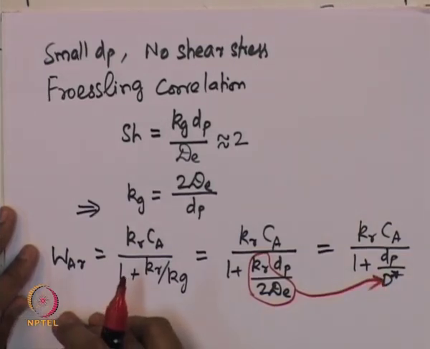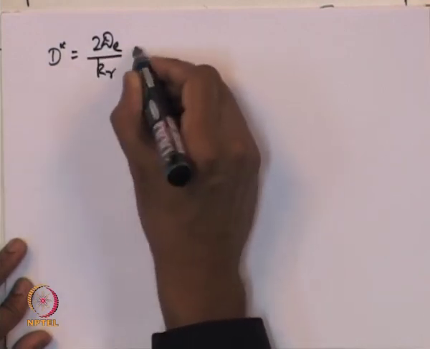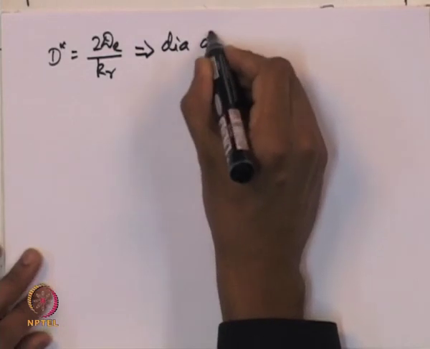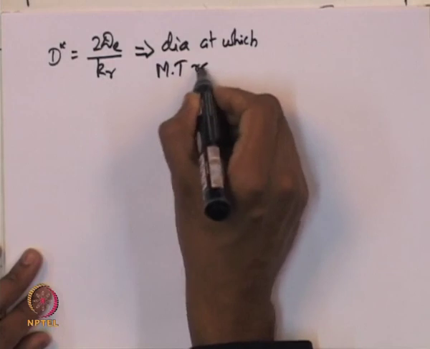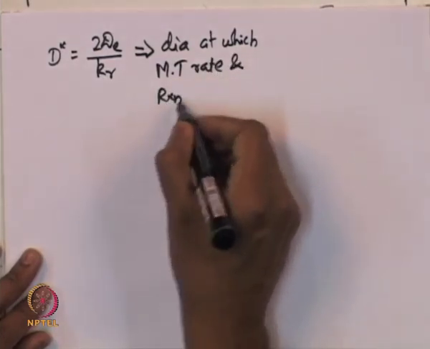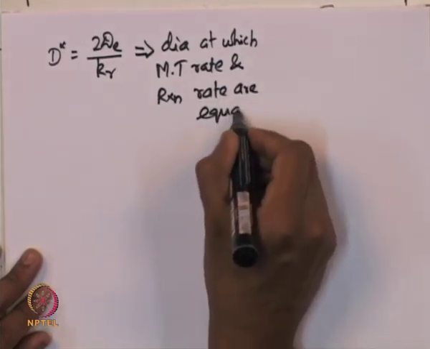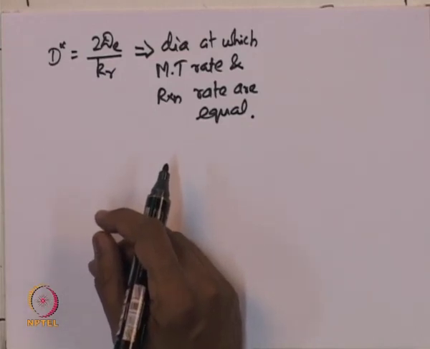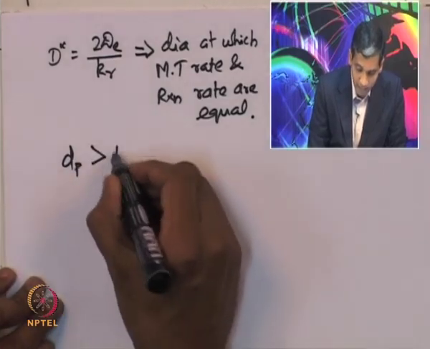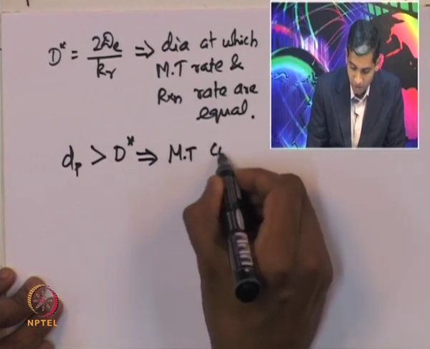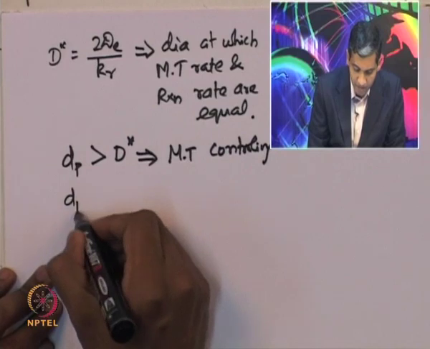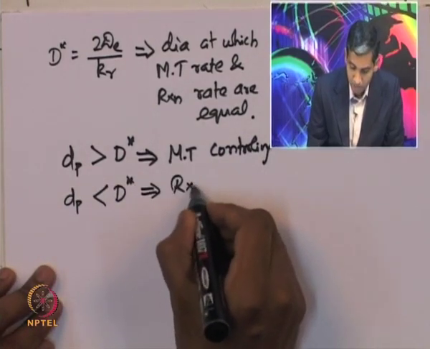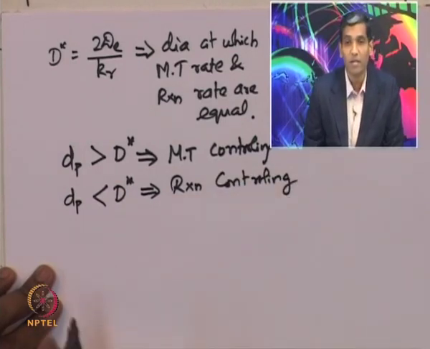The meaning of D star is that it tells you the diameter at which the mass transport and the reaction rates are equal. The expression for D star is 2 times De divided by kr, and that's essentially the diameter at which the mass transport rate and the reaction rate are equal. Therefore, if the diameter of the particle is larger than D star, it can be expected that it is mass transport controlling. While if the particle diameter is less than D star, then it is expected to be a reaction controlling scheme. The overall conversion is expected to be reaction controlling.